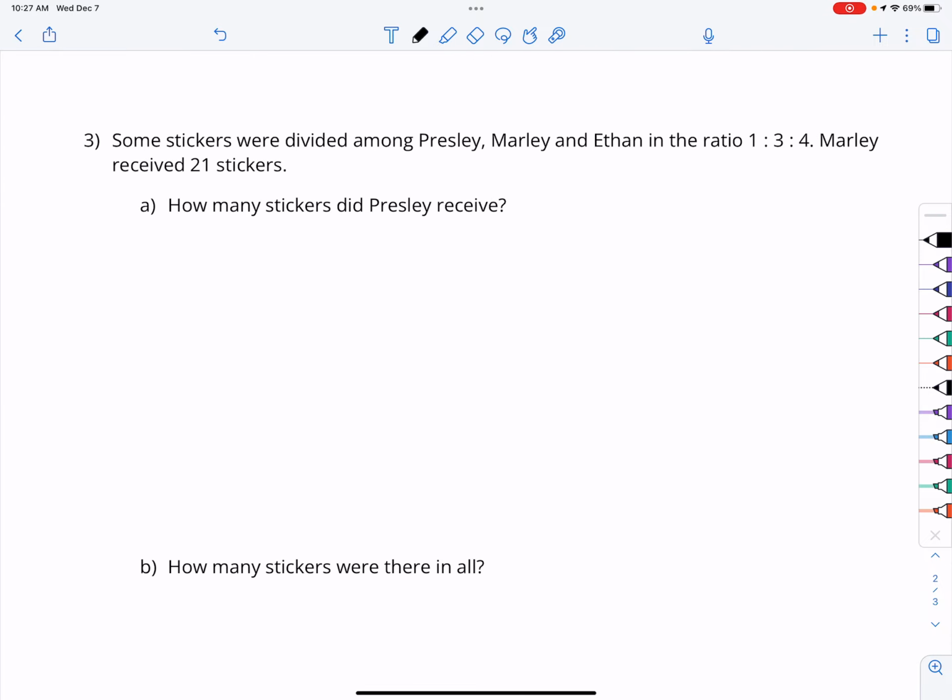Oh my gosh, 3 people. I'm going to start from the bottom of my colors this time. So Presley, Marley, and Ethan. Some stickers were divided among Presley, Marley, and Ethan in a ratio of 1 to 3 to 4. That order is super important. Marley, the green, received 21 stickers. How many stickers did Presley receive?